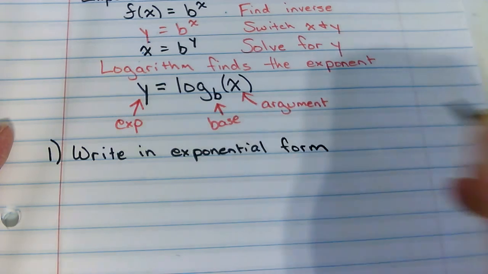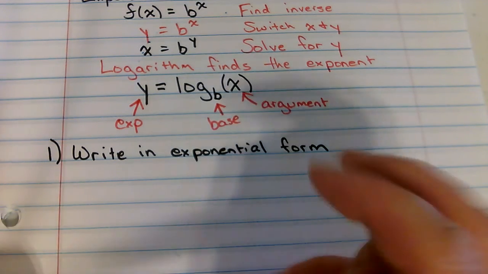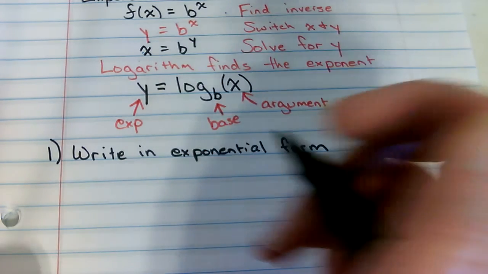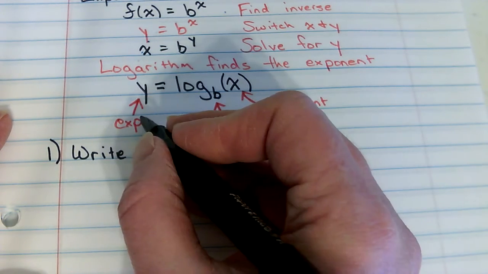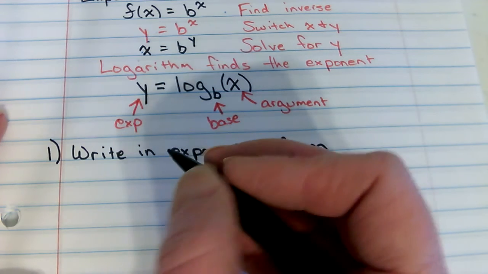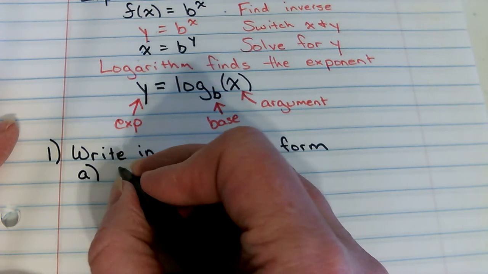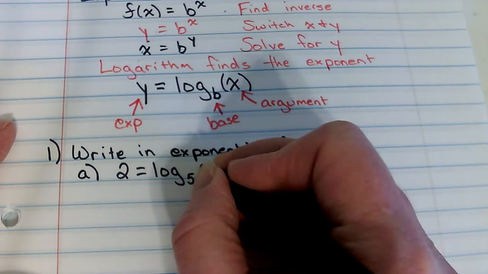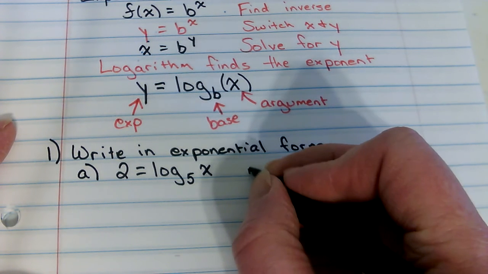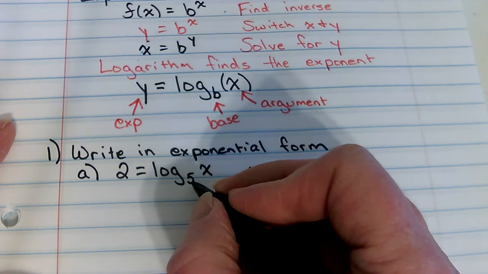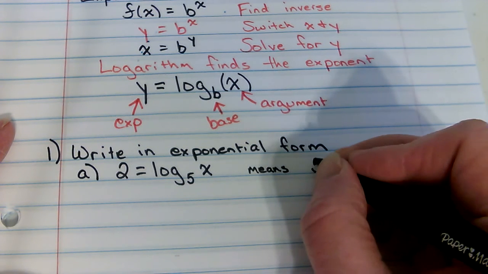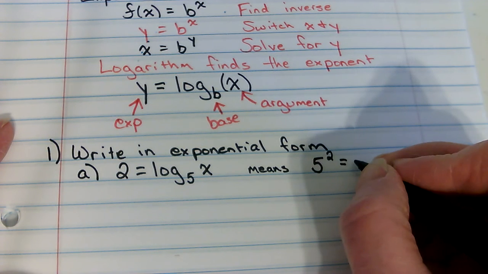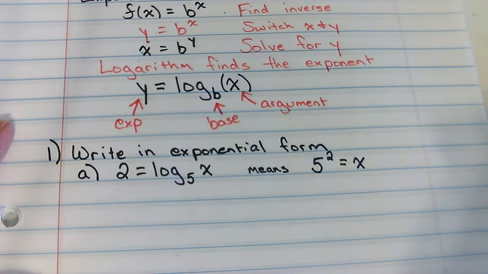So what we're going to do is take a logarithm and rewrite it as an exponential. We're going to break it down into what it means: this base to this exponent gives me that answer. So if I had 2 equals log base 5 of x, what that means is that this is the base, and the 2 is the exponent that gives me that answer.